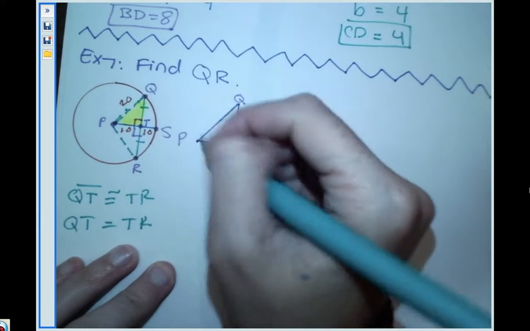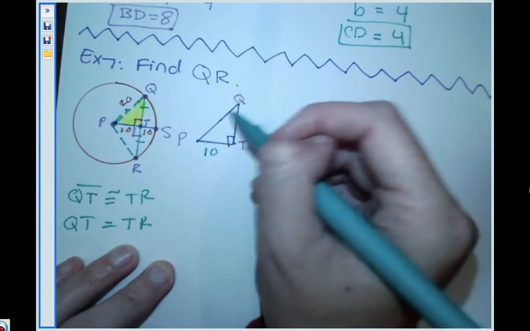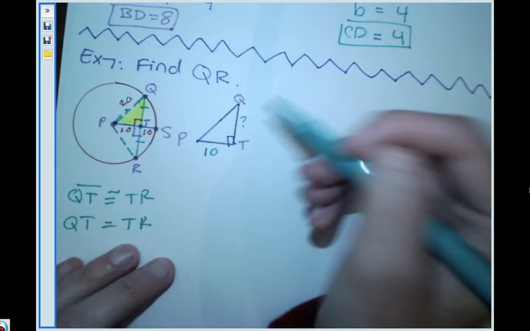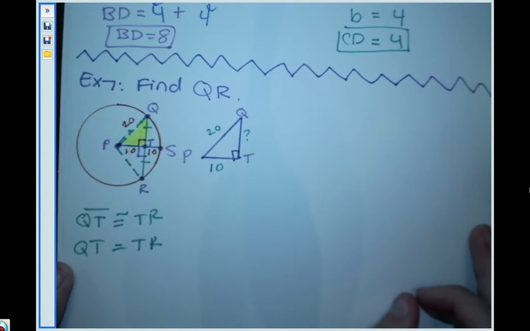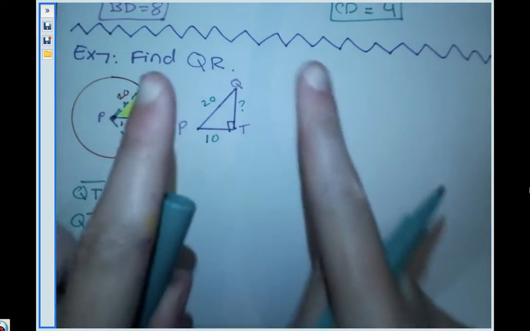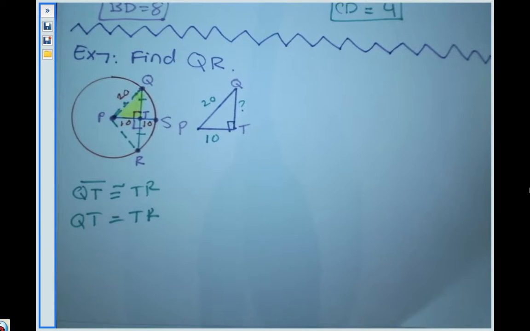So PT is 10, and I don't know QT. I'm going to leave that one alone. And then PQ is 20. So guess what, you guys? How do we find the sides of a right triangle? We do, in fact, use the amazing Pythagorean theorem.